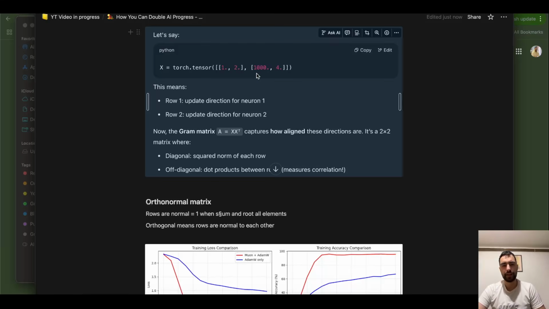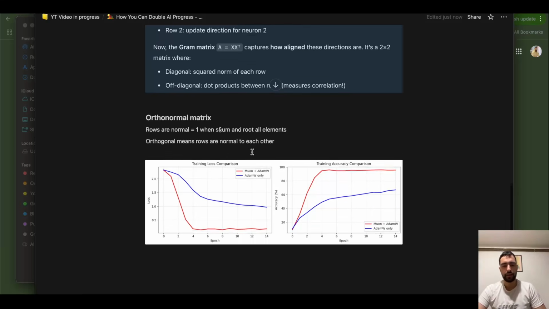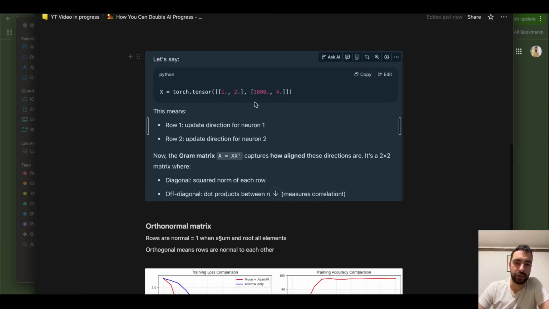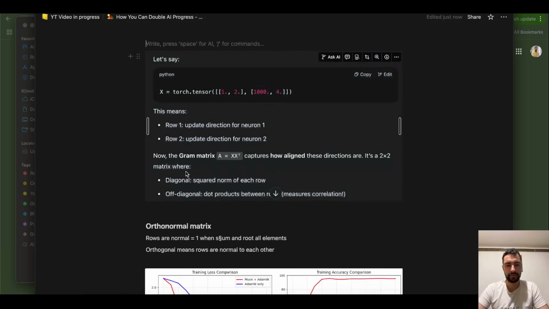And then it turns out that if we update with those orthonormal matrices, you see here the loss goes down a lot faster, just because we remove these issues and these artifacts of multiplying a bunch of big or small numbers. And that's not what backpropagation meant to do.